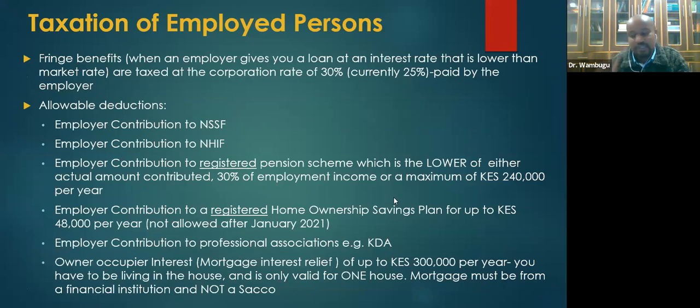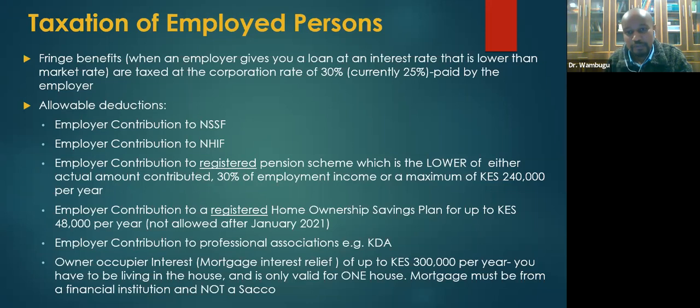For example, in some institutions, let's take NHIF as a hypothetical example, you are given a loan at maybe 5%, while the market rate is 10%. If you went to the bank and got the same loan, you'd probably get it at 10%. So the fringe benefit is the difference in cost, how much money you are saving from the difference in the interest rates. Let's say you get a loan of 100,000 from your employer at an interest rate of 5%.